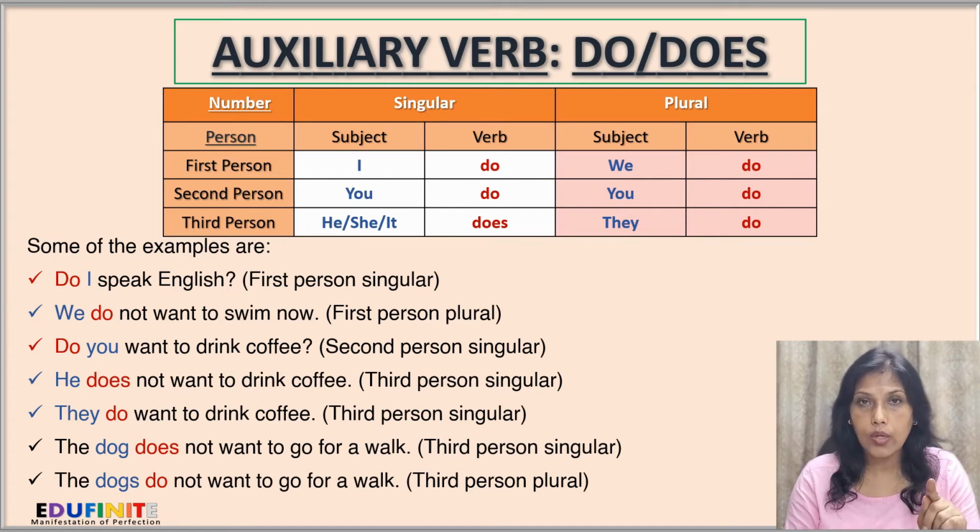Here, dog is the subject which is third person singular. Hence, it is associated with the verb does. The next sentence, the dogs do not want to go out for a walk. Now here, dogs is the subject which is third person plural. Hence, the verb associated with it is do.